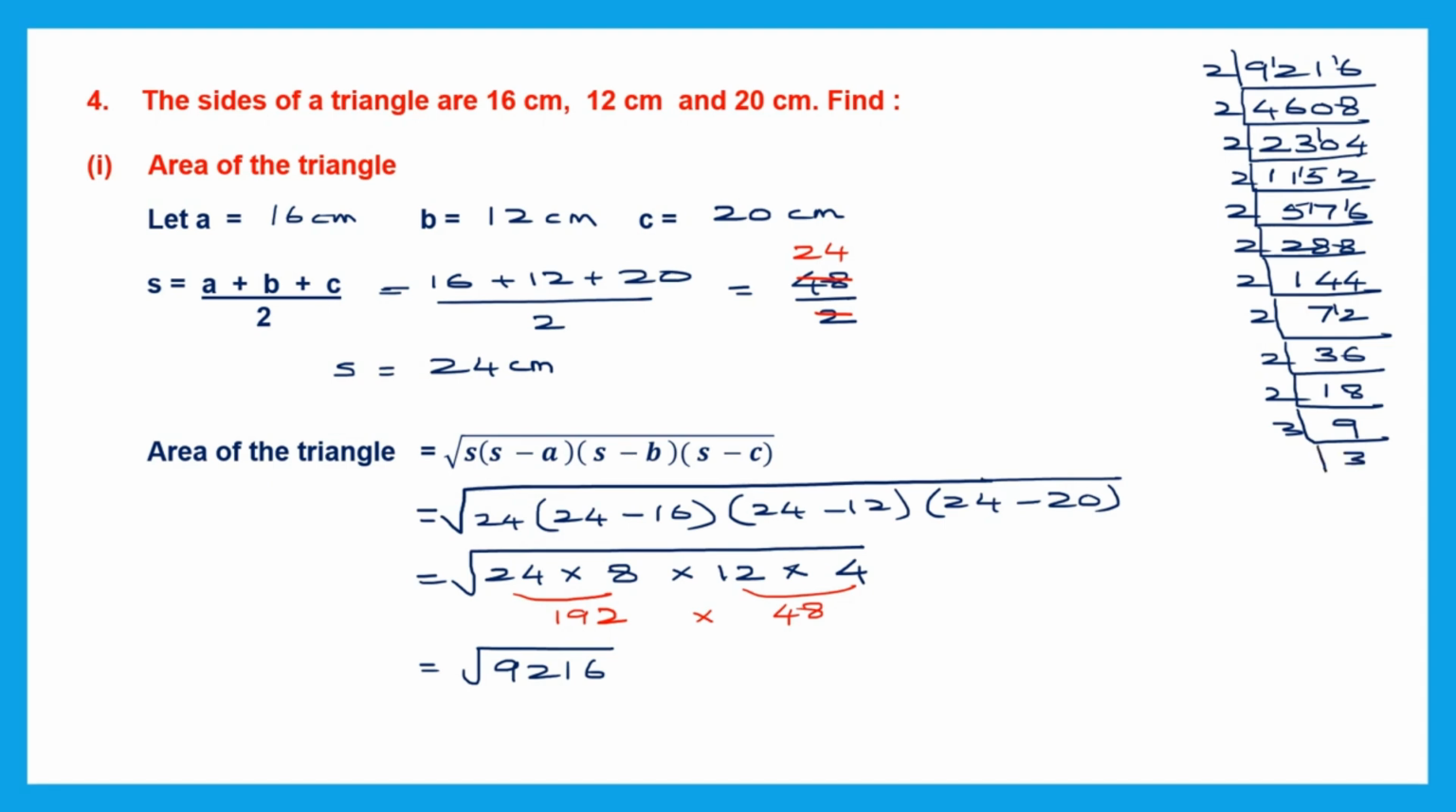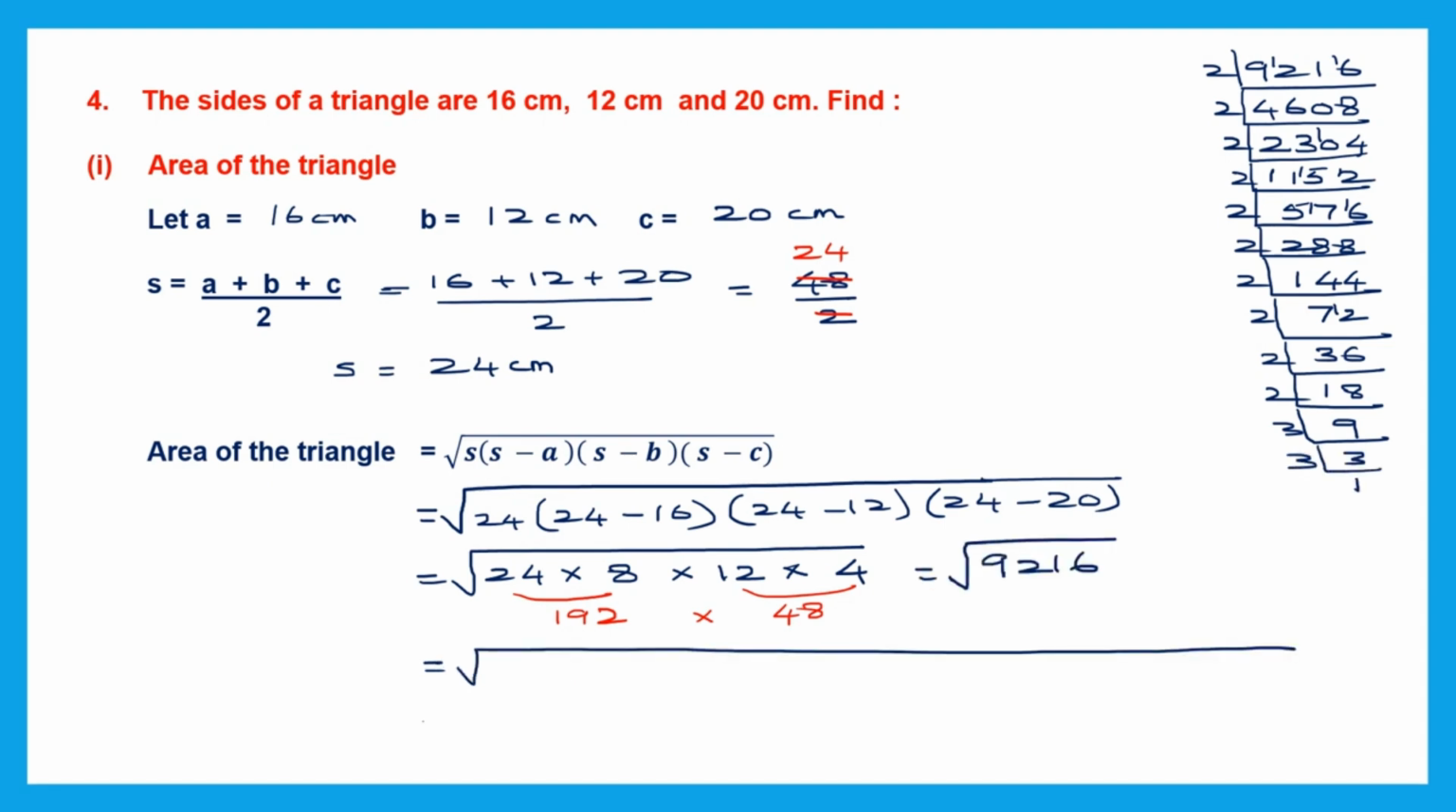3 3s are 9. 3 1s are 3. Okay. So let's write down all the factors. Let's count how many 2's there are. 1, 2, 3, 4, 5, 6, 7, 8, 9, 10. So we have 10 there and we have a pair of 3's here. So here itself we can pair them up.